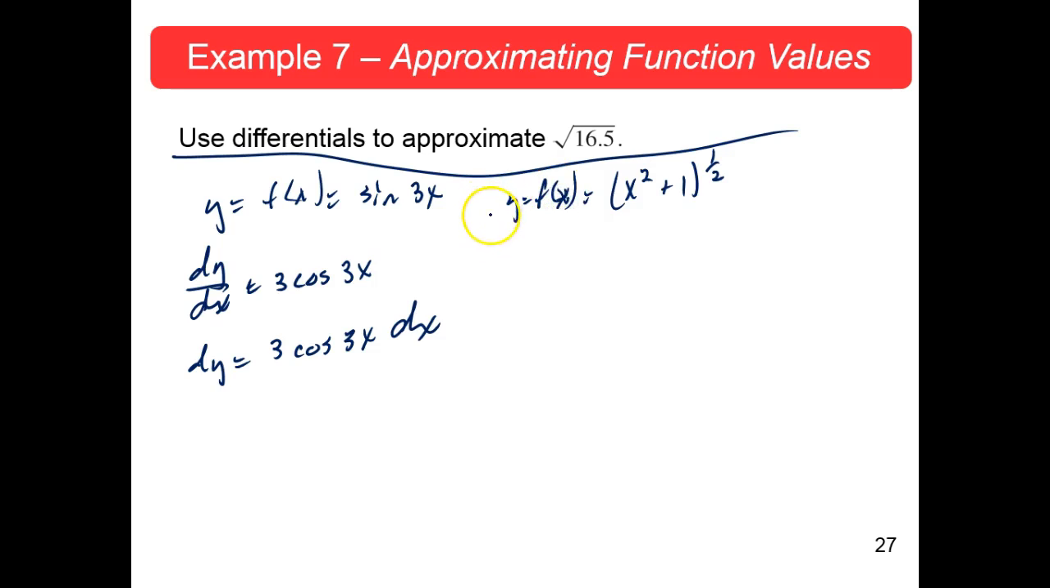f of x. Okay, making fun of my writing. I understand. It doesn't hurt. I'm used to it. But yeah. Okay, right. Did you take the derivative? Take a derivative. dy dx is equal to 1/2 times x squared plus 1 to the minus 1/2, times 2x. Very good.